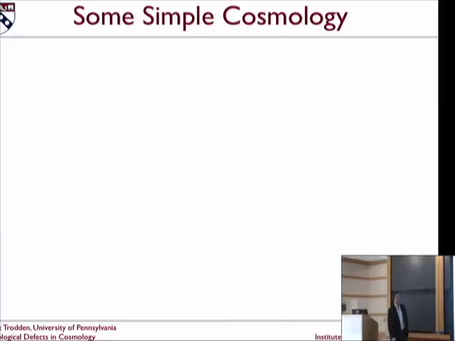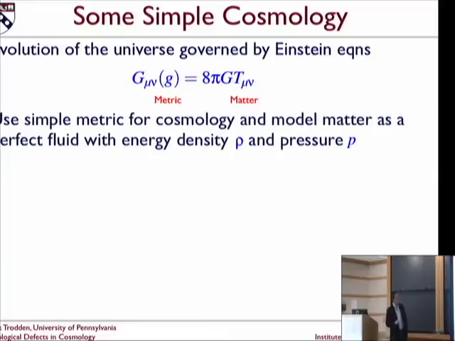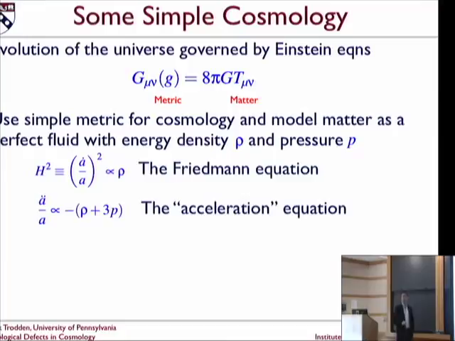So let's do some very simple cosmology. Those equations applied to the metric I wrote on the last slide, with an assumption about the kinds of matter in the universe, namely that they be a perfect fluid with energy density and pressure, take a very simple form. There's a form called the Friedmann equation that tells you basically how quickly the universe is expanding, and that's governed by just the total energy density of the universe. And then there's a question about how that's changing in time, and that's given by this particular combination of the energy density and pressure.